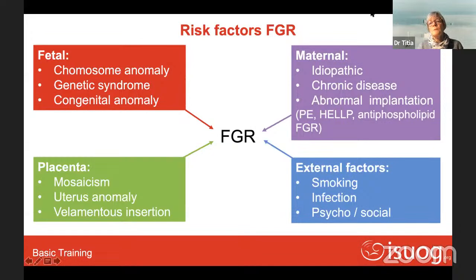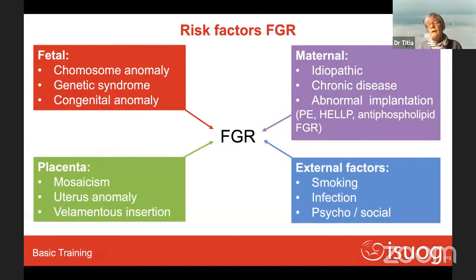The origin might be maternal, idiopathic in some cases, but the mother may have a chronic disease, chronic hypertension, or an antiphospholipid problem, or there is abnormal implantation of the placenta, or she is developing HELLP or preeclampsia. In those cases, there is a much higher risk of fetal growth restriction. There may be external factors such as smoking, or having had an infection such as CMV infection, obviously a much higher risk of growth restriction.